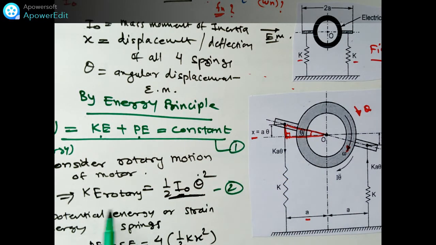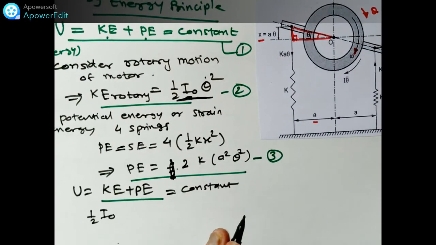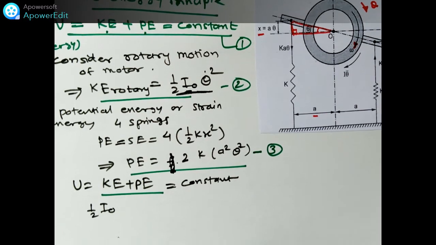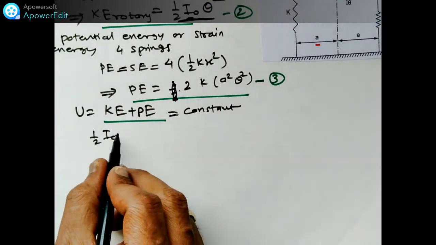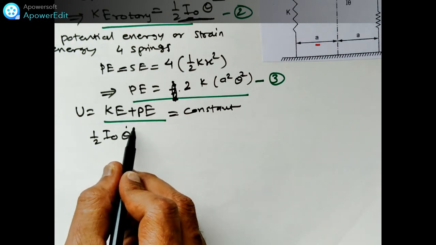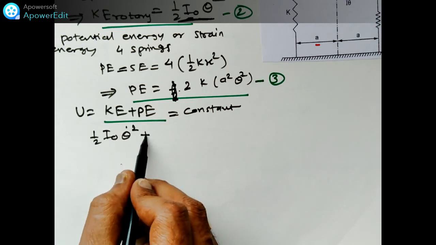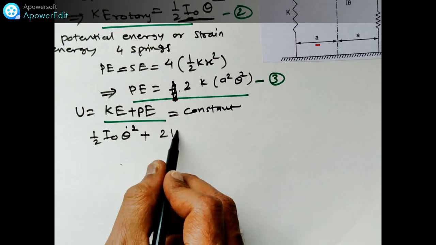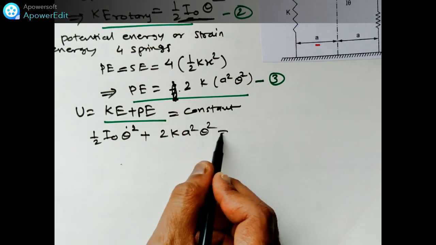So putting equation 2 and equation 3 in equation 1, I will write here directly that U is equal to constant. So what is the value of KE? KE is half into I0 theta dot square plus twice k a square theta square, which is equal to constant.